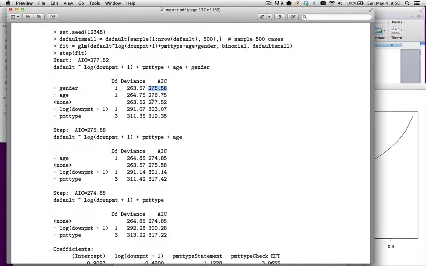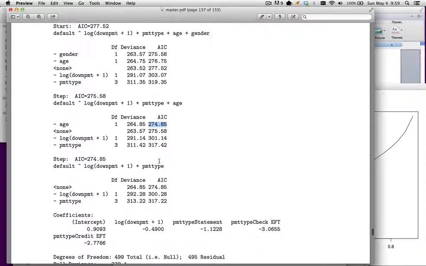We don't want to get rid of these other variables because AIC actually goes up, 277 to 319. Since backward selection is a greedy heuristic, it does the best thing at this point in time. It gets rid of gender. Next step, let's see if we can get rid of anything else. If we get rid of age, AIC improves further. It goes from 275.5 to 274 point something. So age goes next.